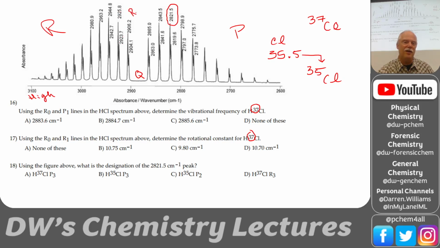This pair is R0. And why do I say the pair? Because it's R0 for one isotope and R0 for the other isotope. And this pair here is P1. So then this is P2 and this is P3. I'm running out of space on the screen. So that's going to be P3, and it's the taller peak, so it's the 35. So it should be this one. Did I get it? Yeah.